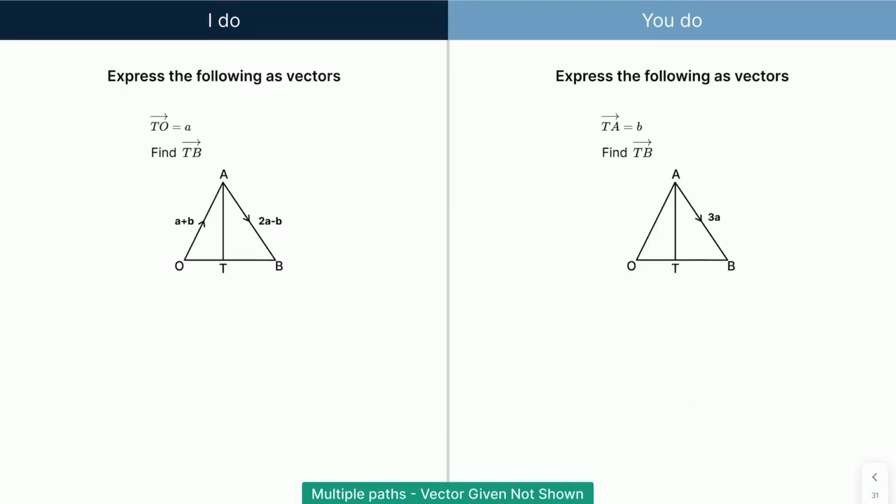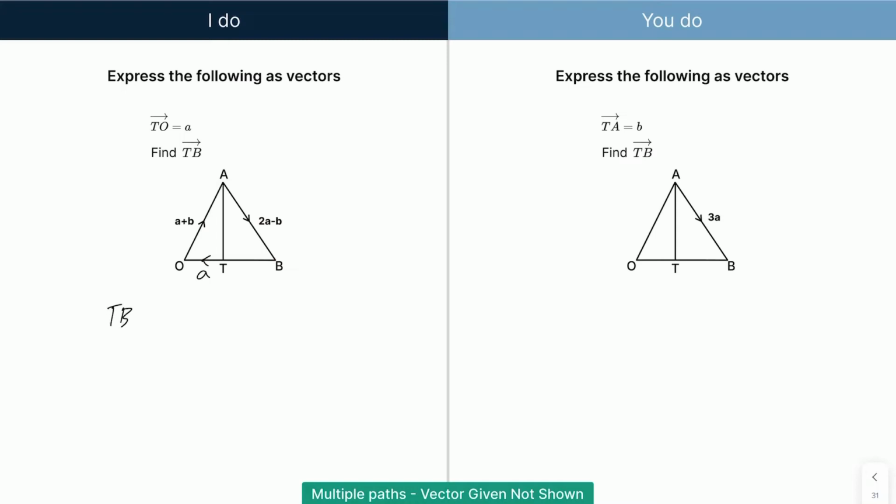So with this one, we are told T to O is A, so going from T to O in this direction is A, so we're going to label that on. And it's asking us to find T to B. Well, I can't quite go down this way because I don't know what that is, but I can go down that way. That seems the easiest, so let's just do that.